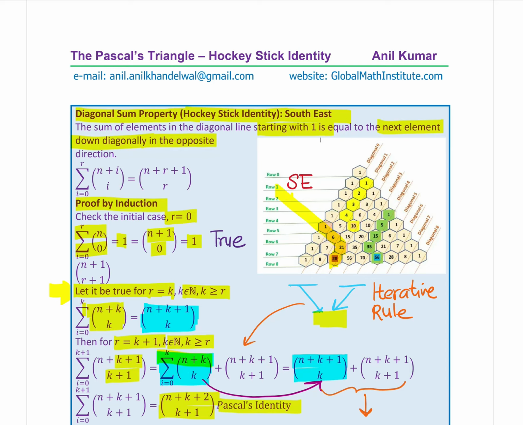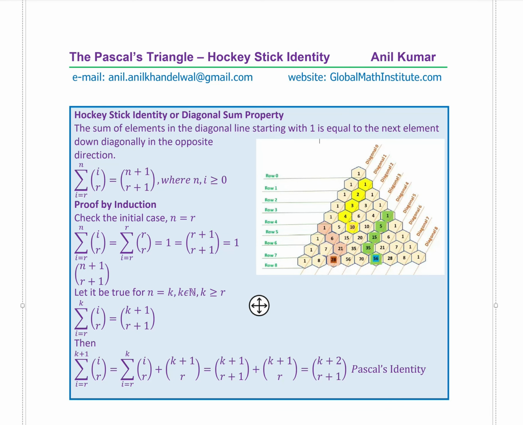Perfect. Now let's take the next one where the movement is in the direction of southwest. Okay, so Hockey-stick identity or diagonal sum property will now take up the sum of elements in the diagonal line starting with 1 is equal to the next element down diagonally in the opposite direction, correct? So this definition works for both, right? So that is kind of important to understand. It's the same definition. It works for both. However, the results are slightly different. When we move southwest, our row number and the diagonal number both increase by 1. That is a huge difference, correct?